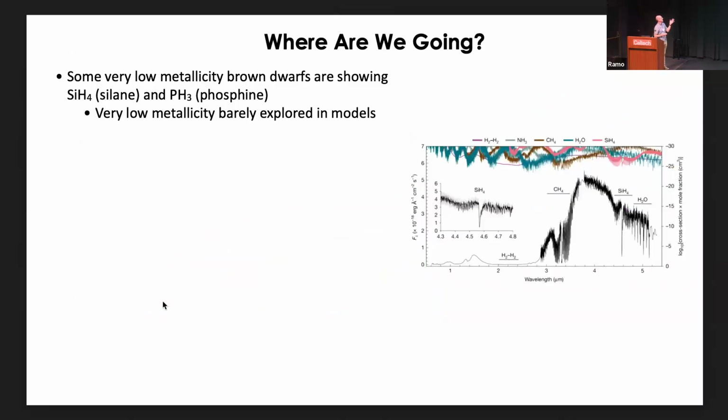One of the things that I think is really amazing is on the extremely low metallicity side. Is this relevant to planets? I don't know, maybe. But there are really low metallicity brown dwarfs, maybe like 100th solar metallicity, being found. And they have crazy things in their atmosphere, like silane, which sounds like an alien race of people or something, and phosphine. This is a paper led by Jackie Faherty, and you can see at around 4.5 microns, there's this really strong absorption feature that is due to SiH4, the equivalent of methane, but with silicon.